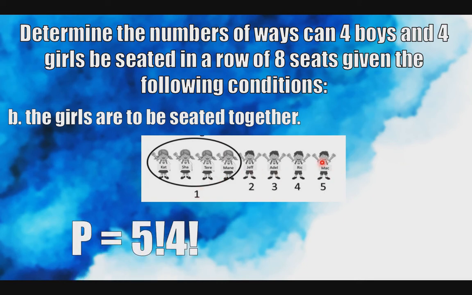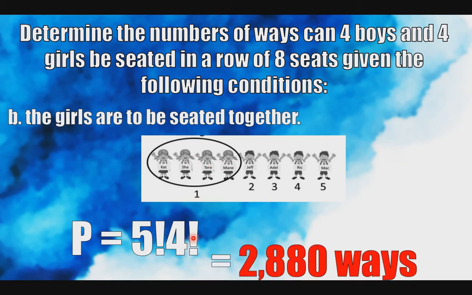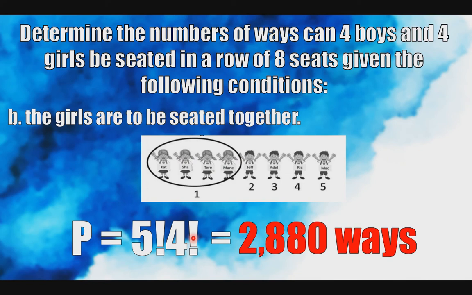So, saan po iyon? Ito po, 5 factorial times 4 factorial. Saan galing yung 5 factorial? Again, counted as 1 itong mga babae. So, 1, 2, 3, 4, 5. And saan naman galing itong 4 factorial? Kahit counted as 1 sila, pwede silang i-arrange into different ways. Kaya meron tayong 4 factorial. So, 5 factorial times 4 factorial will be 2,880 ways.